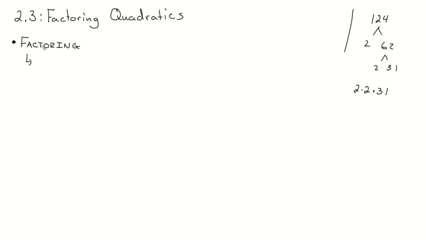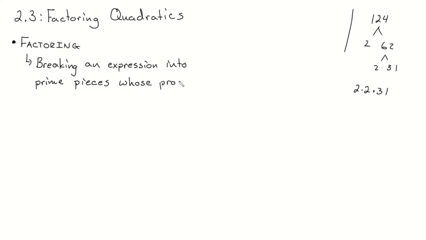So when we factor, all that we're really doing is breaking something, and it can be an expression, it can be a number, breaking an expression for our purposes into prime pieces, which just means we can't simplify them anymore, whose product is the expression. All right. Everybody cool with just that first basic idea? We just have to break it down into its parts.